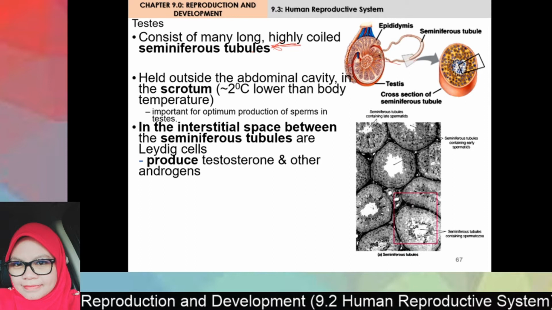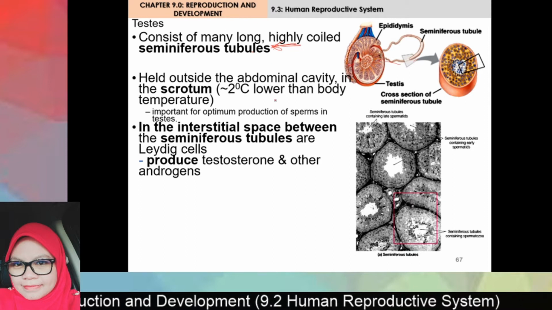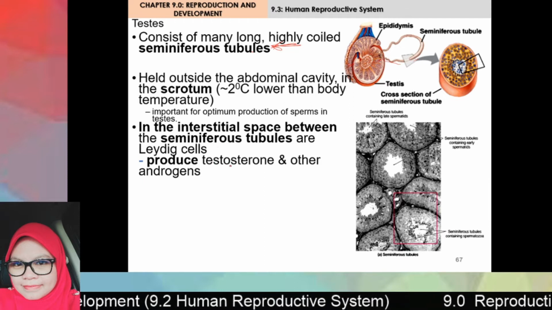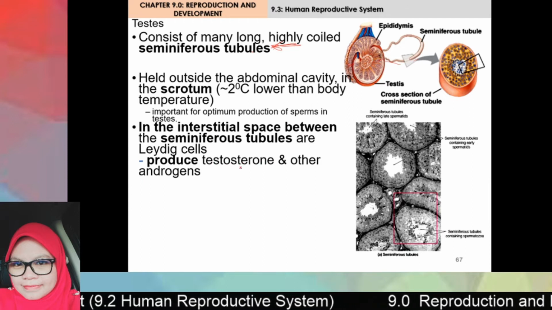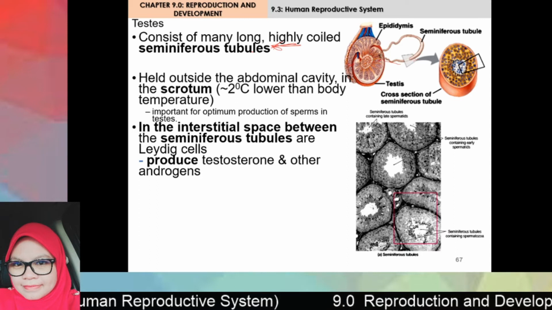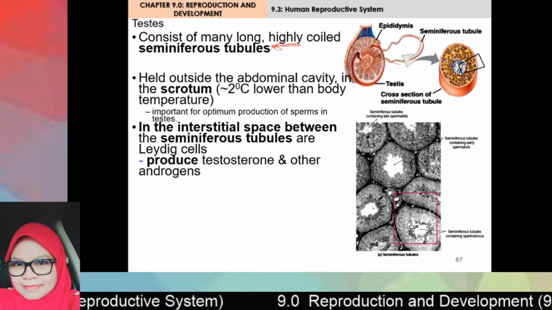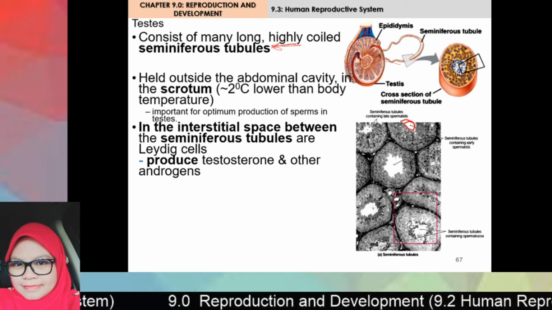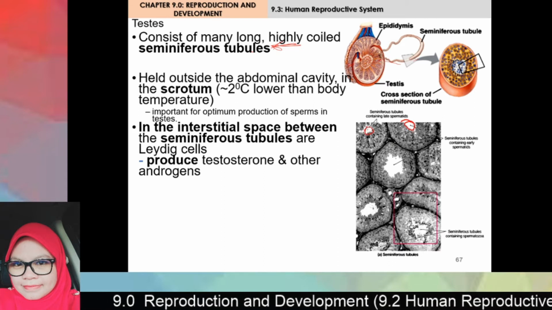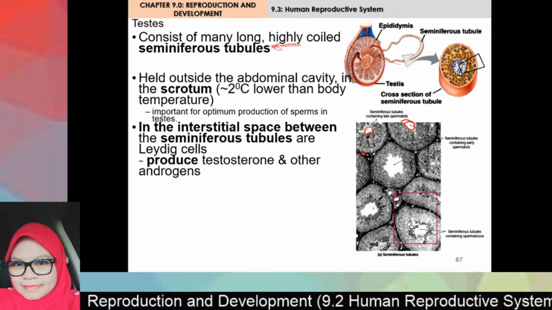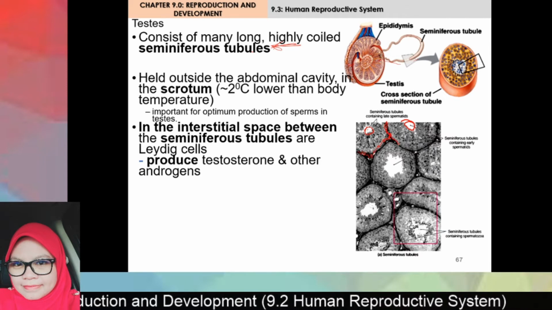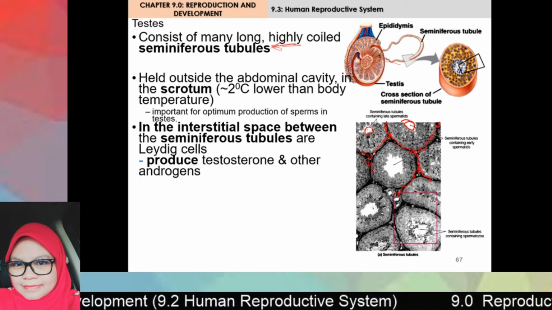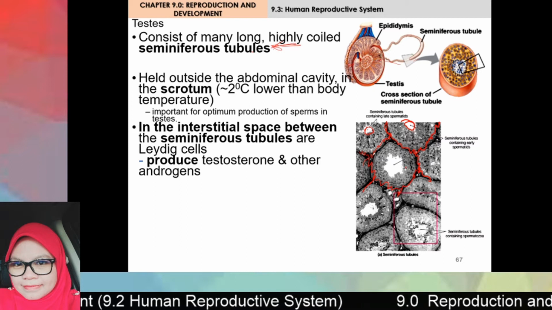Okay. And then the interstitial space between the seminiferous tubules are Leydig cells. And then the Leydig cell will produce testosterone and other androgens. So kita boleh nampak sini. So here is the seminiferous tubule. Okay, here is the seminiferous tubule. Okay, and then the interstitial space. Okay, ini adalah Leydig cell. Adanya Leydig cell. And then the Leydig cell, apa dia punya function? Dialah yang akan secrete testosterone.